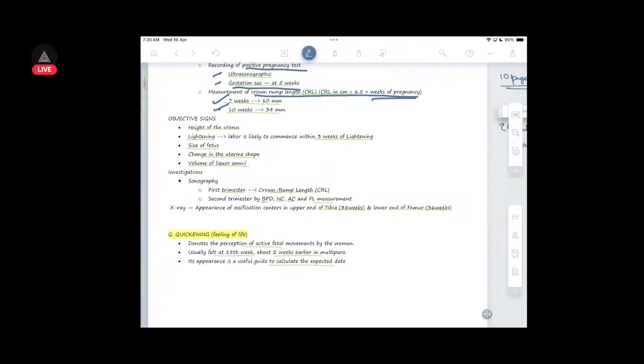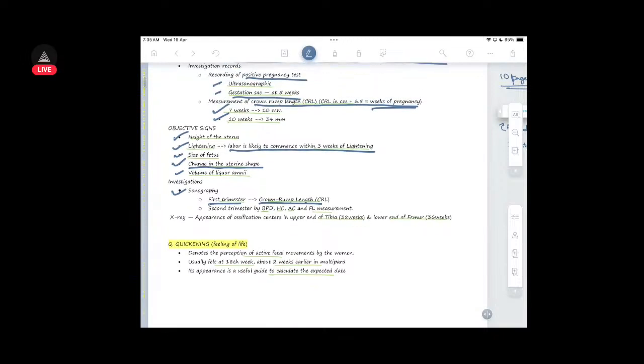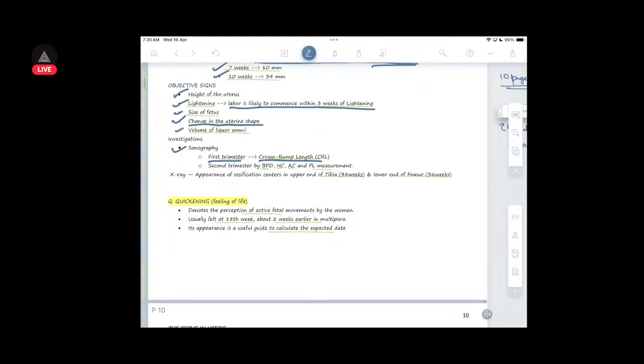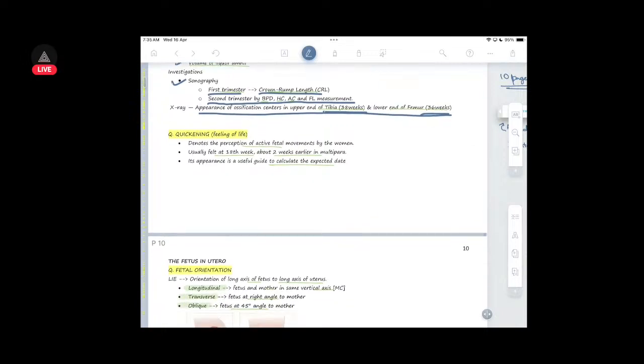Objective signs, you have height of the uterus, lightening, labor is likely to commence within 3 weeks of lightening. Size of fetus, change in uterine shape, volume. Investigation, sonography, first trimester, crown rump length, second trimester, biparietal diameter, head circumference, fetal femur length measurements. X-ray, appearance of ossification center in tibia is 38 weeks, lower end of femur is 36 weeks.